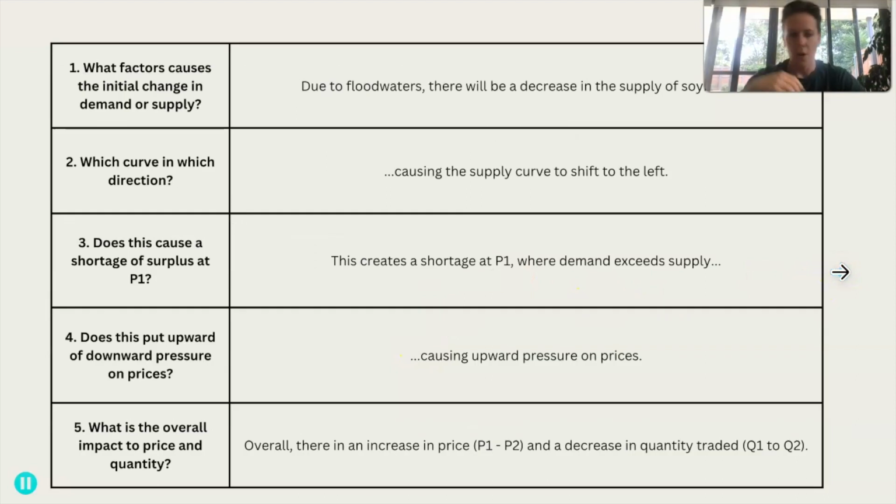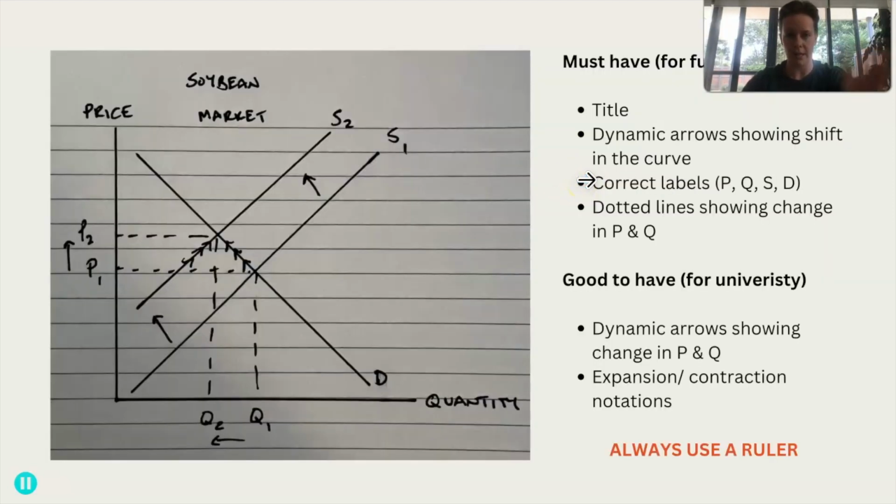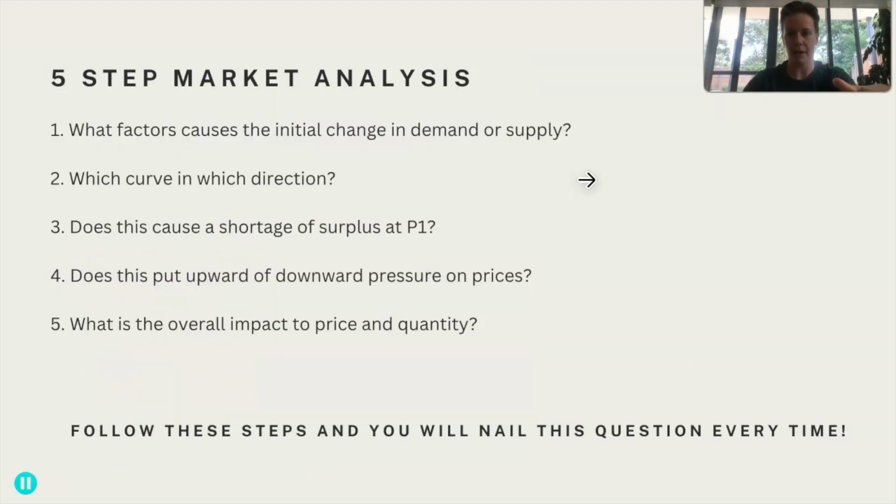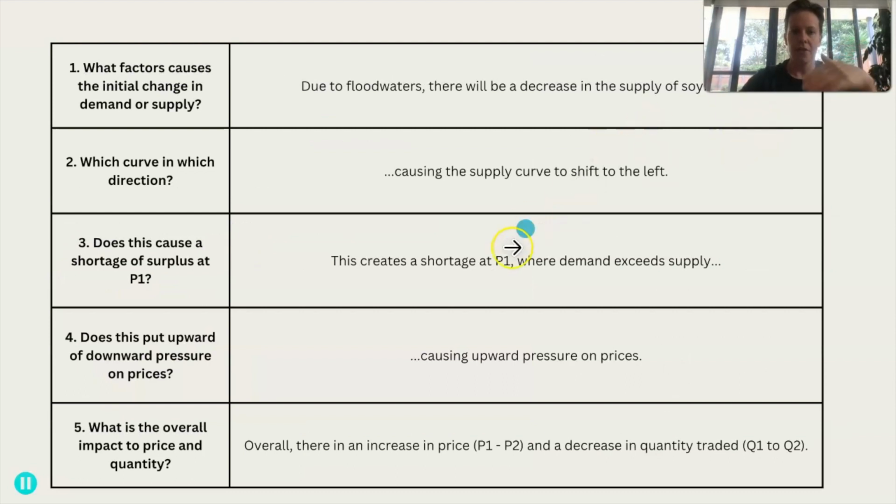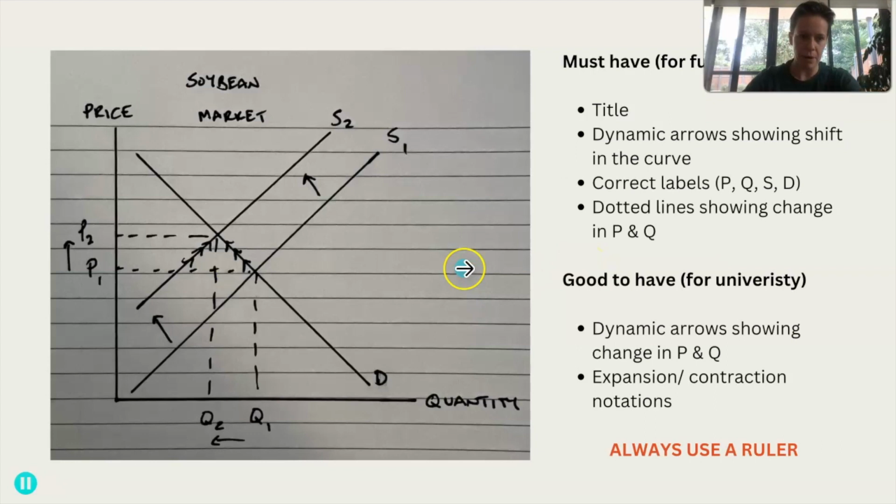So keep going. All those questions I've got on the far left-hand side, and then this is my written answer. If this was my SAC or my exam, this is how I would answer it. I'd go, all right, due to floodwaters, there will be a decrease in the supply of soybeans. Cool. This will cause the supply curve to shift to the left. All right, let's have a look. Is that all making sense to you? So because of floodwaters, there's a decrease in supply. This leads to a shift to the left of my supply curve. All right, this creates a shortage at P1 where demand exceeds supply. So again, go to P1.